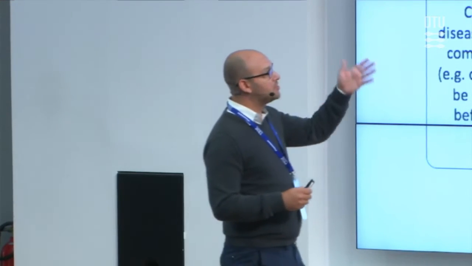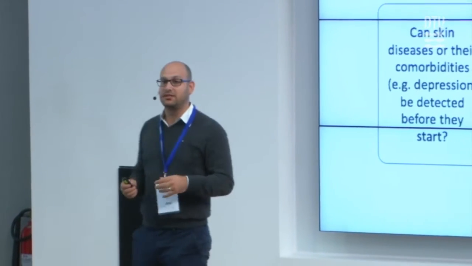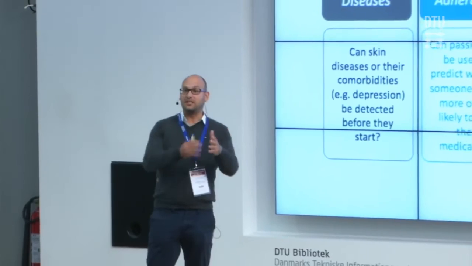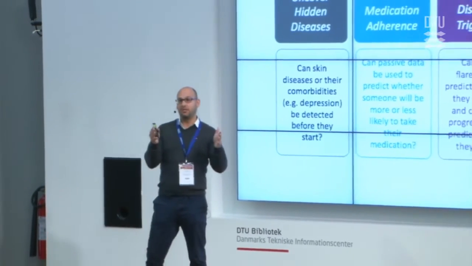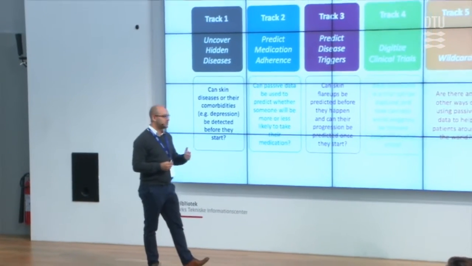And then, as John mentioned, digitizing clinical trials. It's very important. There are clinical trials where the patient interacts with their doctors once every 6 months. But what happens in between? How can we get real-life data so we can really help the patients and understand the patient?